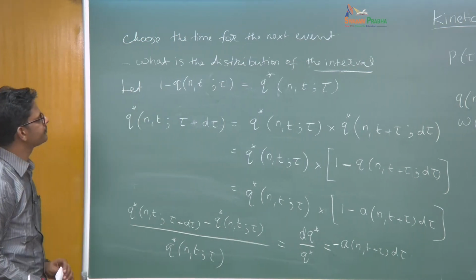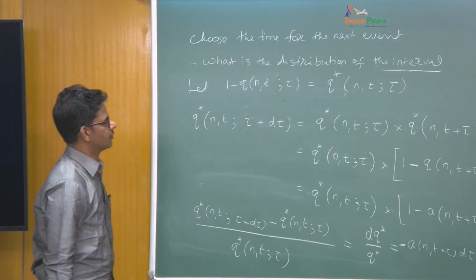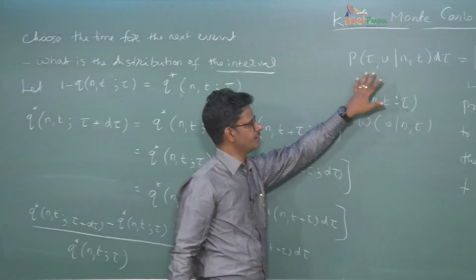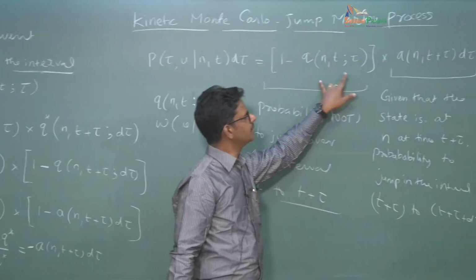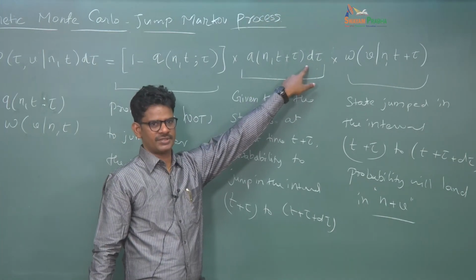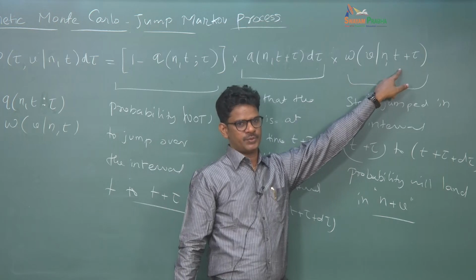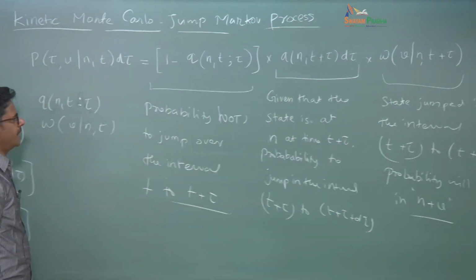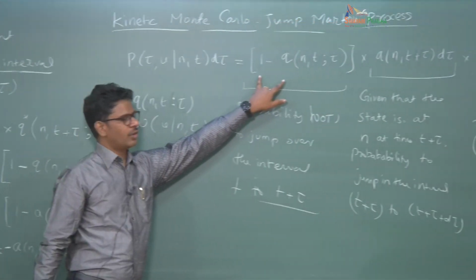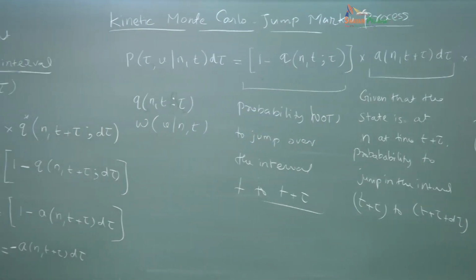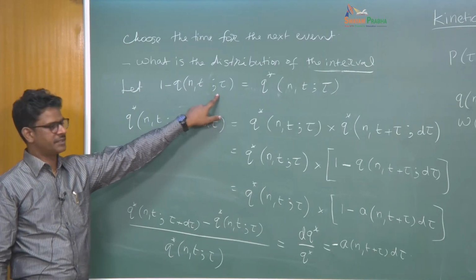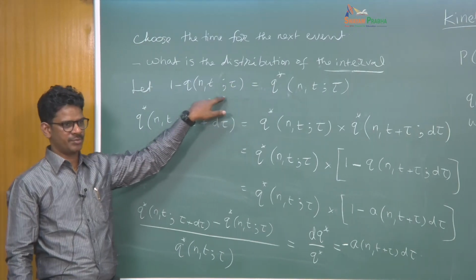Okay. So what we have done here is the next jump distribution function we are writing in terms of the probability not to jump, and then jumping in the time interval t plus tau to t plus tau plus d tau, and then landing in n plus v. So now we'll come back to this equation later. But if you look at this alone, this 1 minus q is nothing but the probability not to jump in the time interval t to t plus tau.